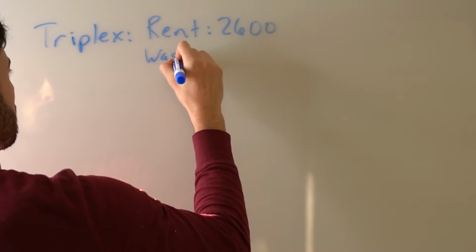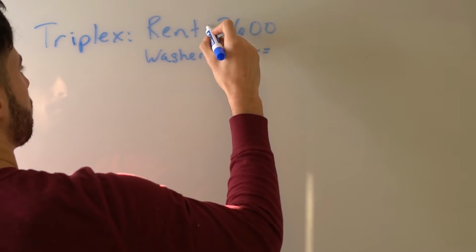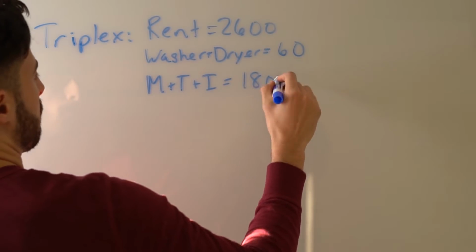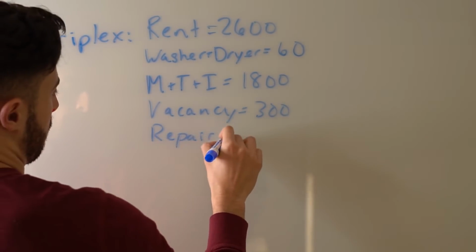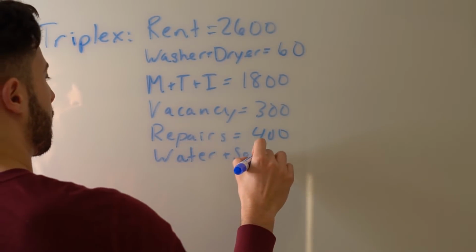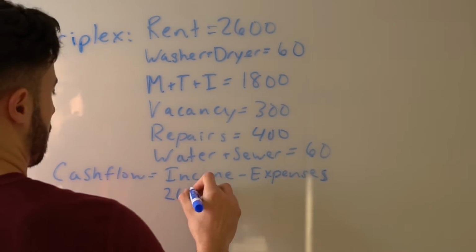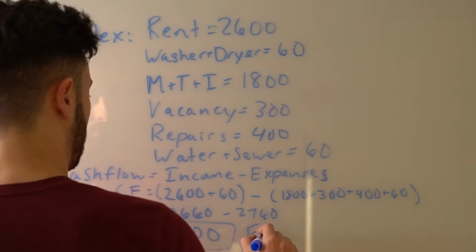Now let's take a second example. You got a triplex, it's renting about $2,600 a month, but you also got a washer and dryer in there making you about $60 a month. That's cool. We like more income. But the mortgage, taxes, and insurance is about $1,800 a month. You're saving about $300 a month for vacancy, $400 for repairs, and your water and sewer costs about $600. When you add that all up, it's a negative $100 cash flow. So you're losing money. We don't want that, guys.